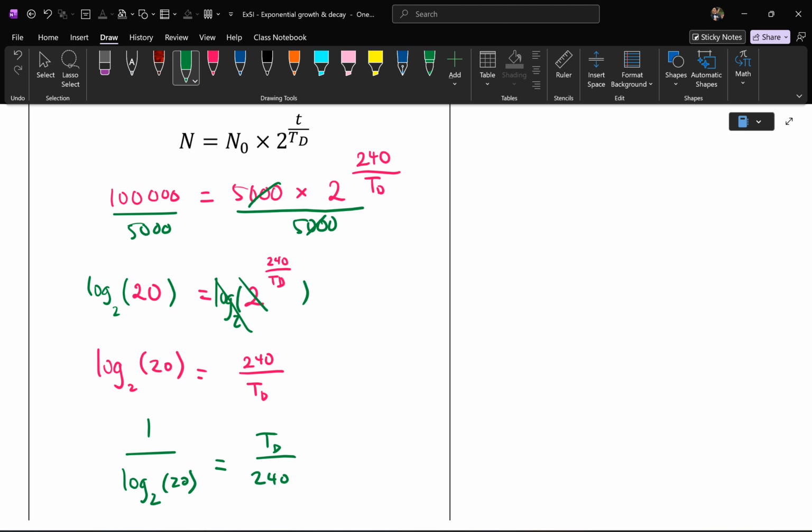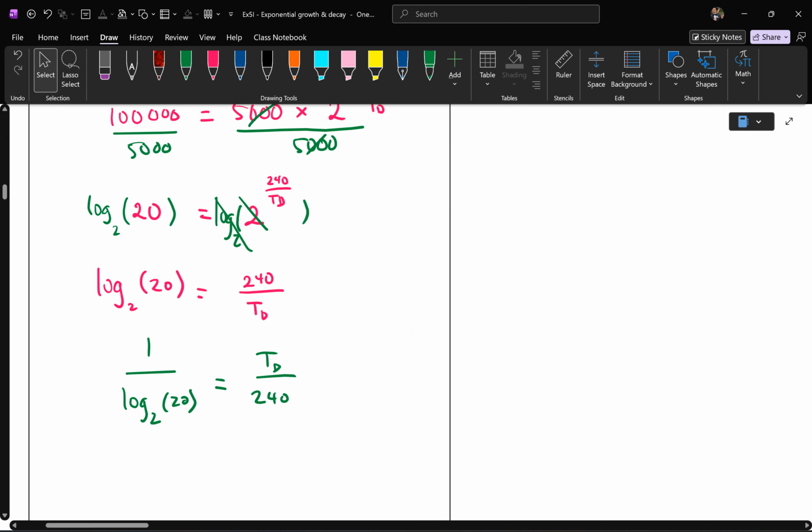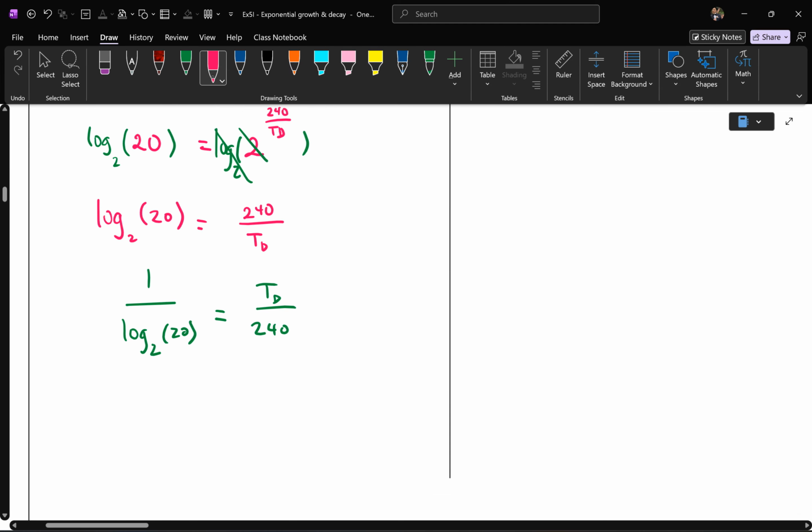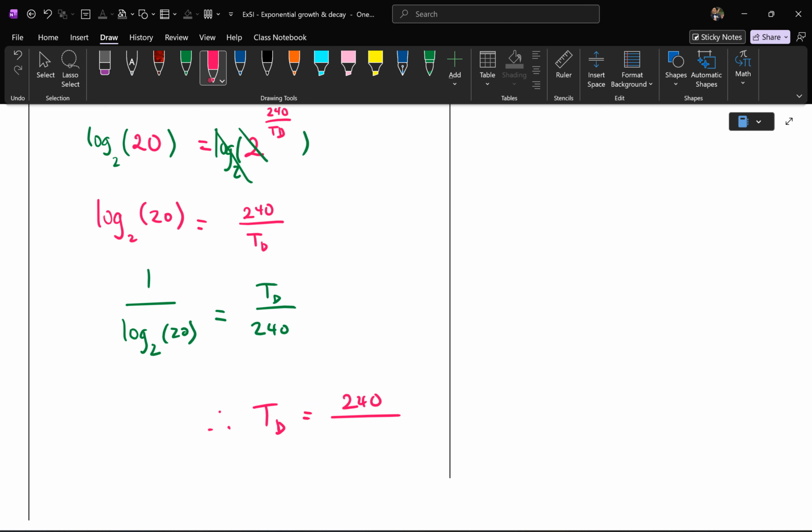Or for those who prefer, you can do times TD on both sides and then divide both sides by log 2 of 20. You still get the same answer. So if you swap it around, you can see that's divide, 240 times both sides by 240, and that's how Vibha got TD is equal to 240 over log base 2 of 20.